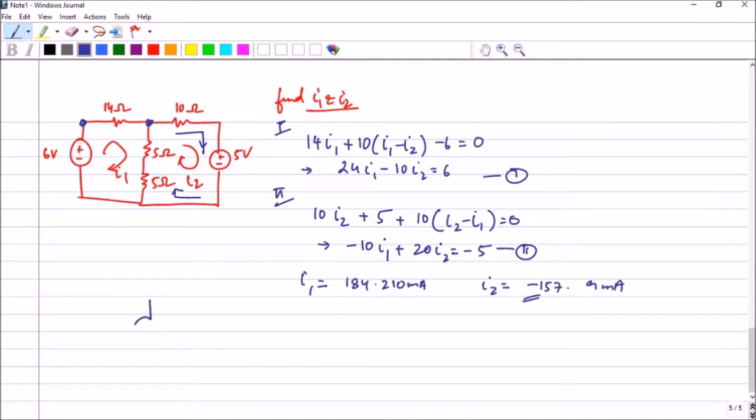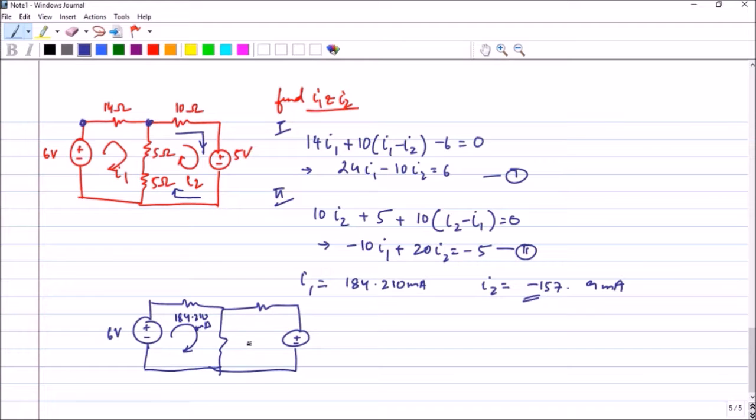So let me just redraw the circuit to clear the confusion. I'm not putting the resistor values. The first mesh current will be 184.210 milliamperes. If you put the same direction as given in the question, you will have to put a negative sign. Now, because we have got a negative sign, let me put the current like this. And this will be plus 157.9 milliamperes.